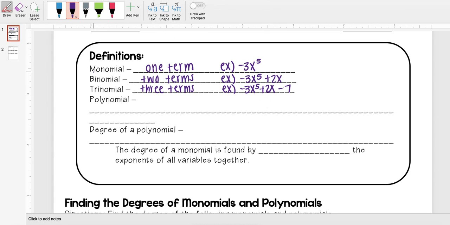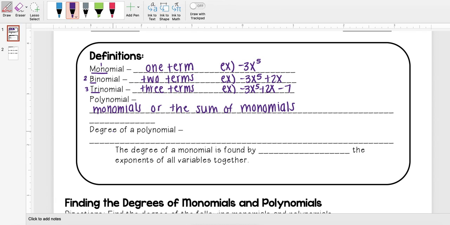And so one way to remember that is monomial, mono, that just means one. Bi, that means two. And tri, that means three. But then we also just have polynomials, so just in general. And a polynomial is a monomial or the sum of monomials. So monomial, binomial, trinomial, those are types of polynomials. Polynomial is just the general term for it.